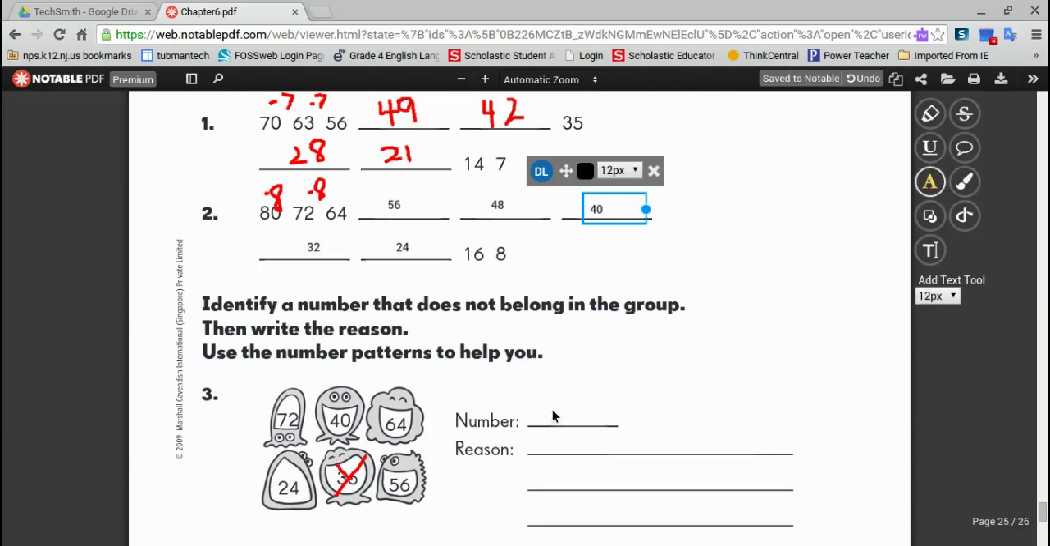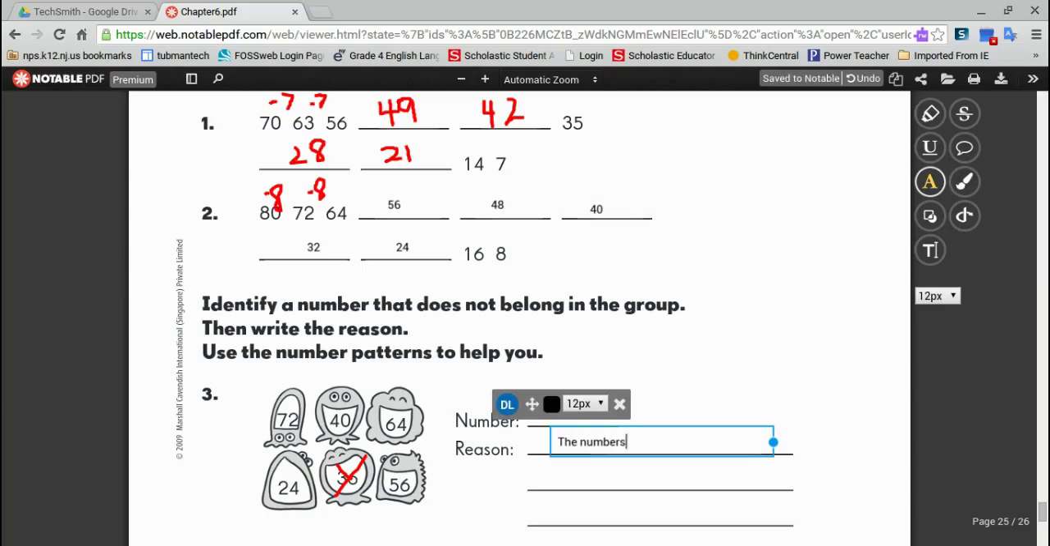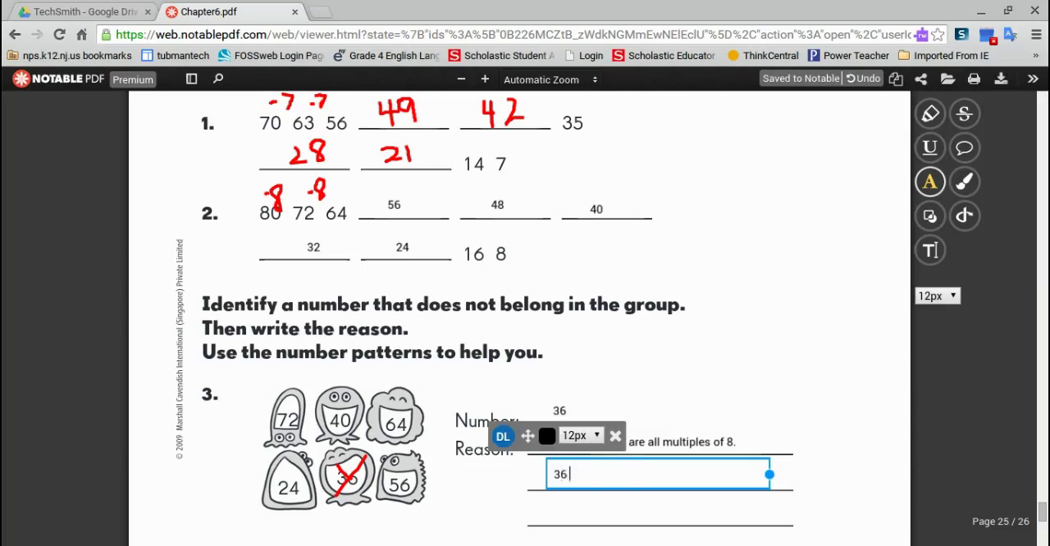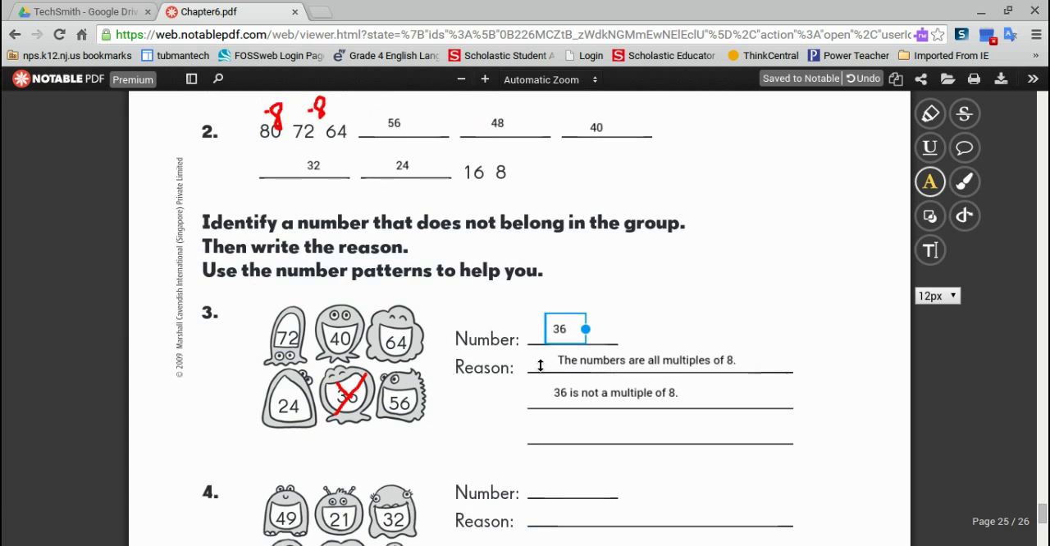So the number that does not belong is 36. And the reason why is because the other numbers are all multiples of 8, and 36 is not a multiple of 8. Okay, so let's look at the next one.